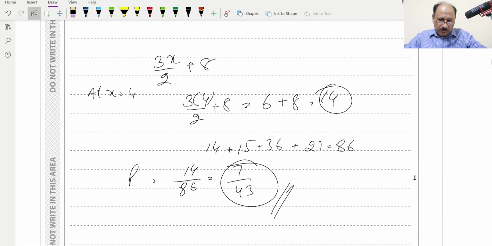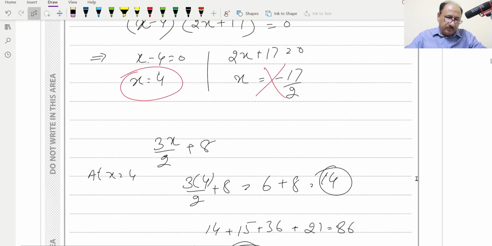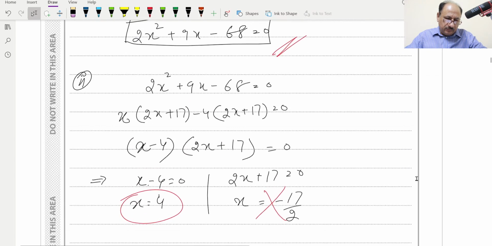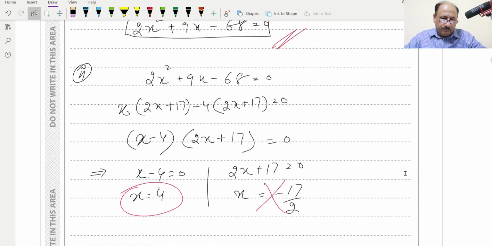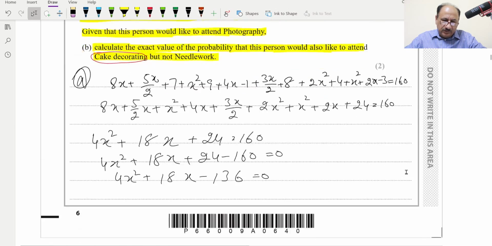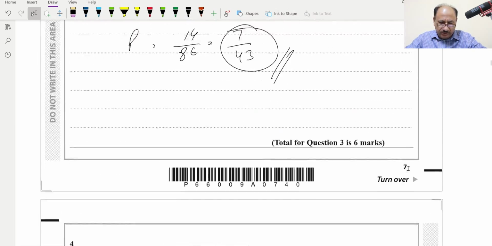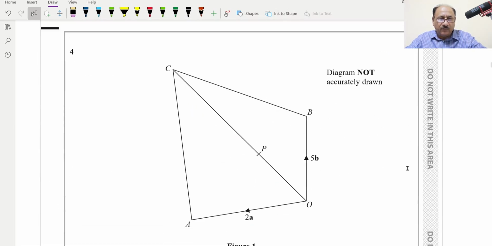This will be the answer for B part, and we started basically B part from here. This was our B part. Now we are done with this question as well. We can move to the next question, which is question number 4.